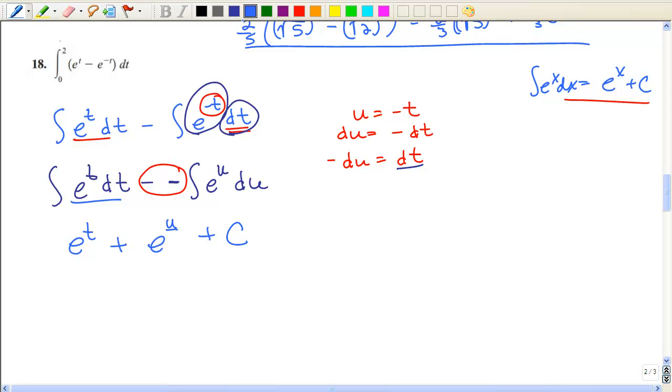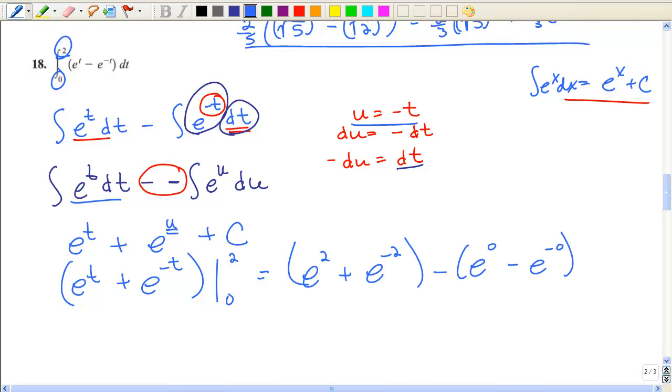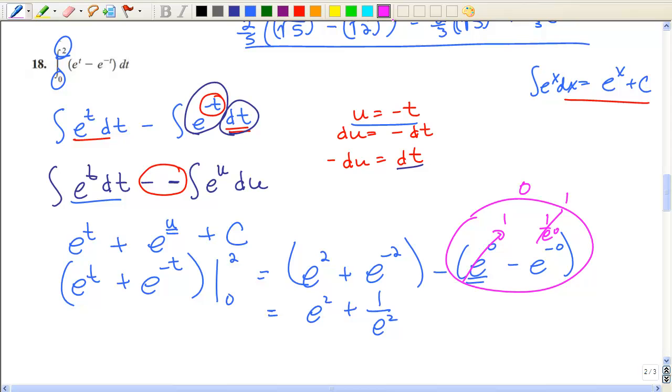But we've got to go back and substitute in what is u. And we don't need plus c anymore because these limits were in terms of t, so I can go between 0 and 2. So we've got e squared plus 1 over e squared. Now don't think that that's 0, because it's not. That's 1, right? And this is 1 over e to the 0, which is 1. So 1 minus 1, this whole thing is 0 because of the subtraction. So that should be your final answer.